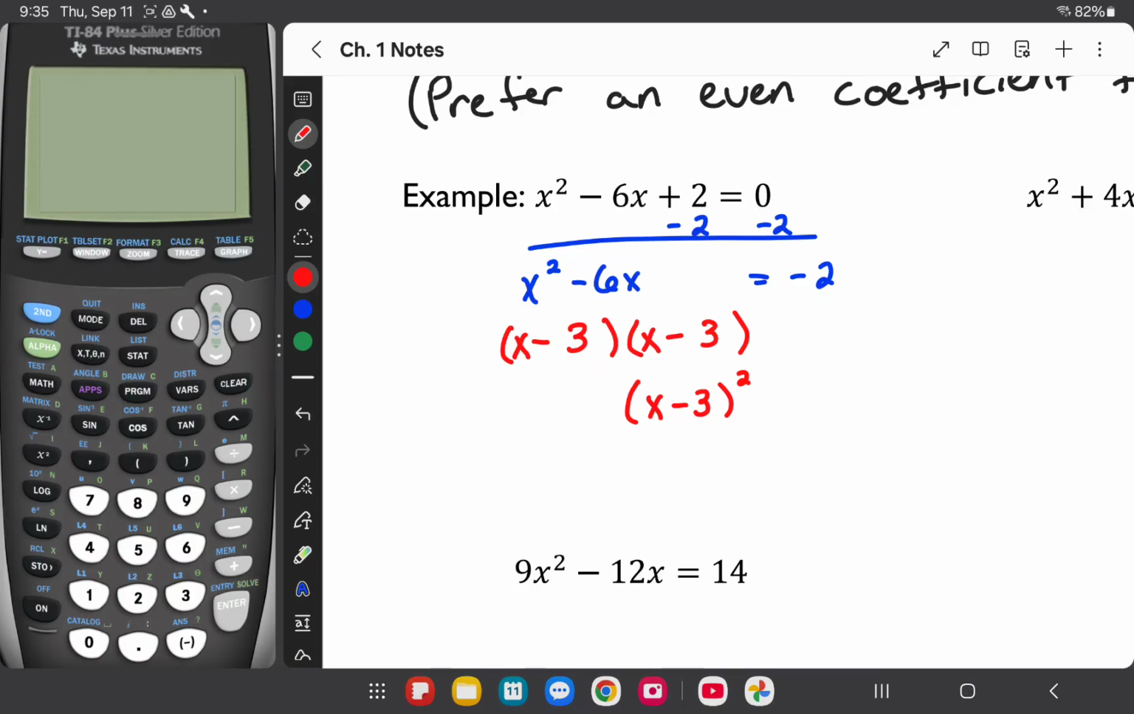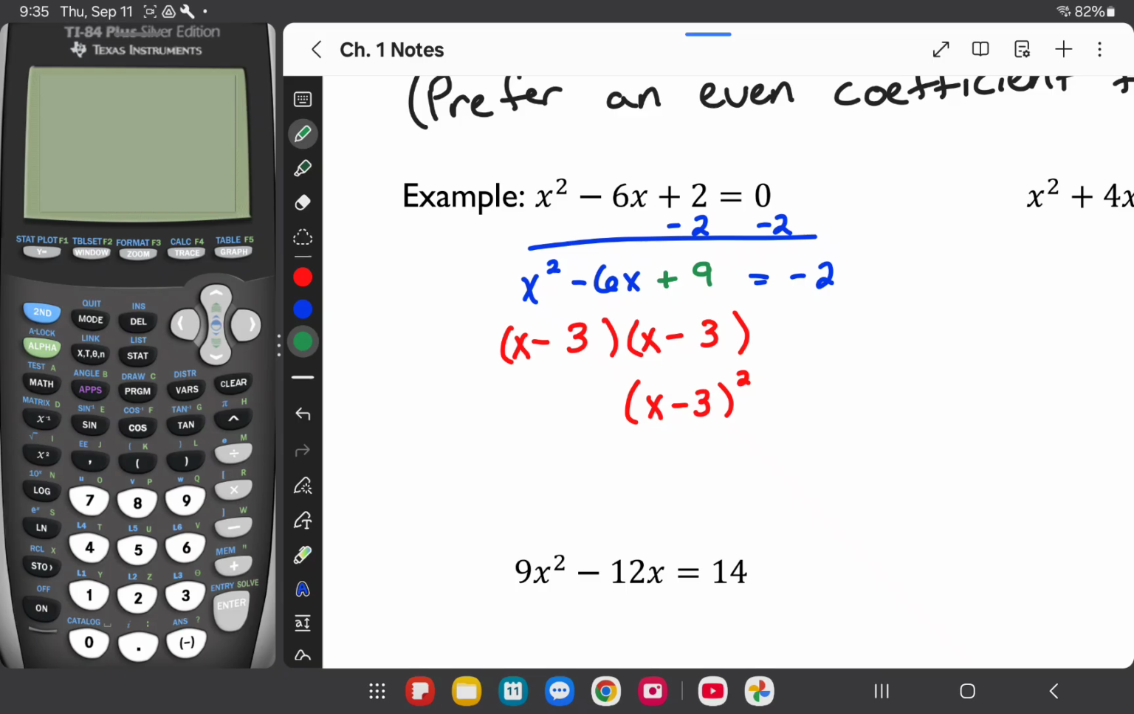The x squared is taken care of when I take x multiplied by x. The minus 6x is taken care of when I take negative 3x and negative 3x and add them together. What I'm missing is my constant term, and that constant term is found by taking negative 3 times negative 3, which multiplies to be positive 9.